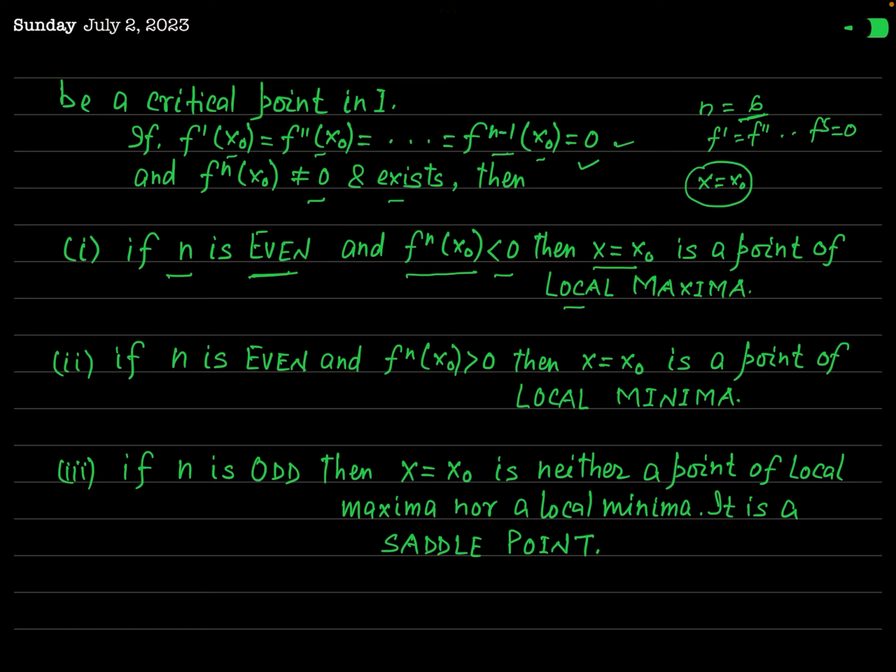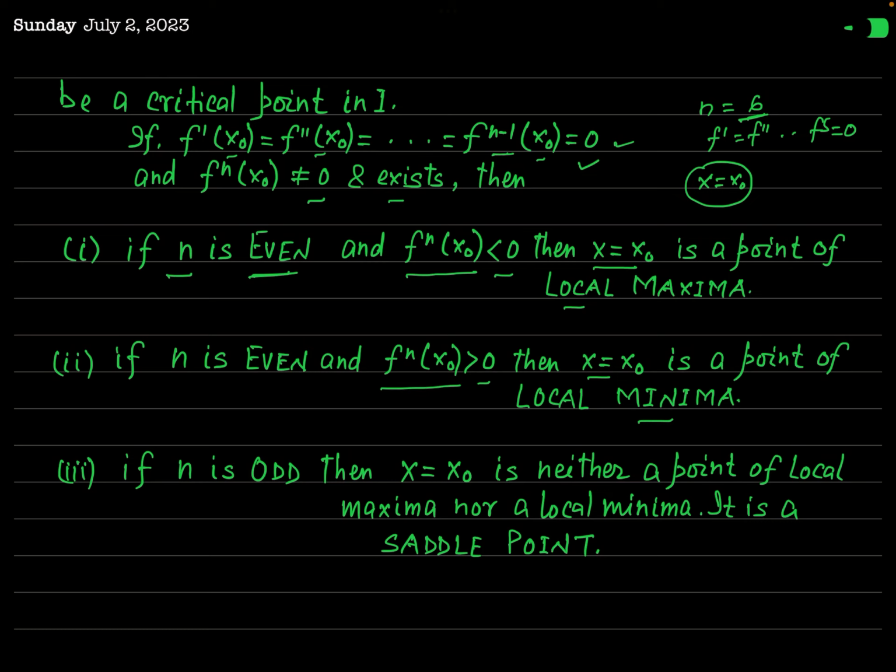But let us see, if n is even but the nth order derivative is greater than 0, that is positive, then the situation is just the reverse. Then this critical point x equal to x naught is a point of local minima.